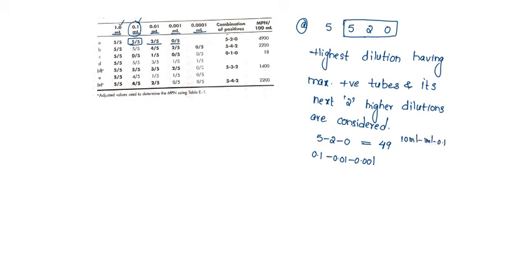So it will be 49 for standard dilution 10 ml, 1 ml and 0.1 ml. To obtain that, we need to multiply it with 100. So multiplying it with 100, it will be 49 into 100, that is 4900 is our MPN for A.